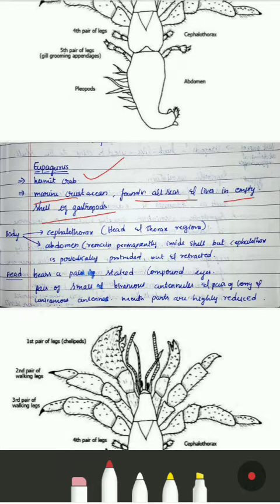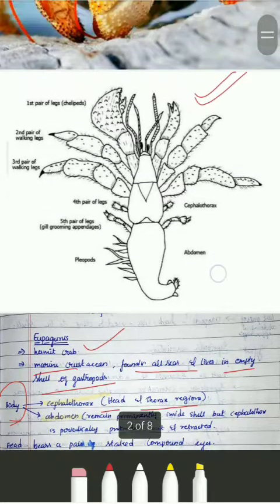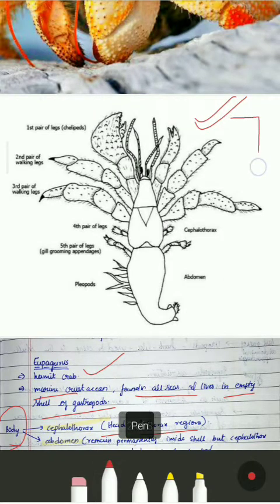When we talk about the body divisions, the body is divided into cephalothorax and an abdomen region. The name cephalothorax itself suggests they have a cephalic region and a thorax region. So the cephalothorax is the head region and the thorax region. Now talking about the abdomen, it remains permanently inside the shell, but the cephalothorax is periodically produced out and retracted. When you see this diagram, this is the region called cephalothorax, and this is the abdomen region.